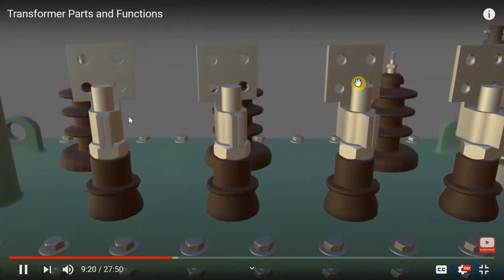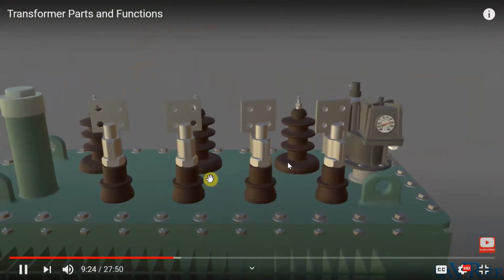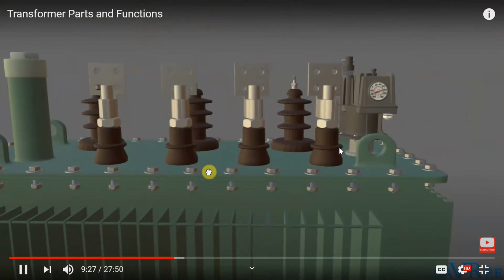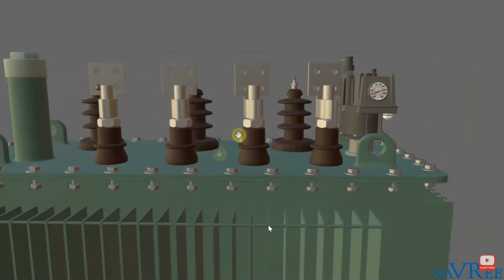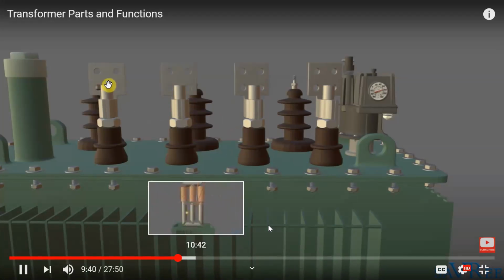That's these four thick ones here. The reason you can tell they are the low voltage bushings is because the connections are very large. The reason they're large is because the voltage is low and the current is high. So that's a giveaway that the low voltage bushings are these four here.